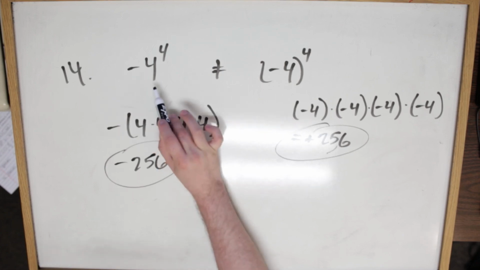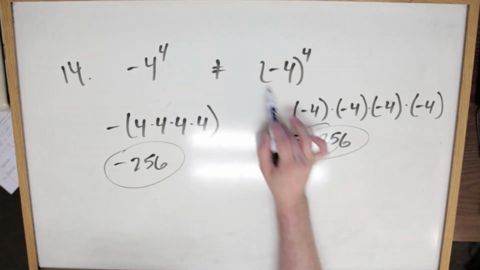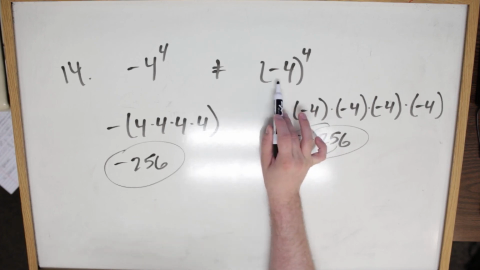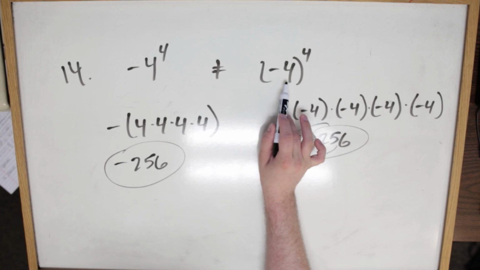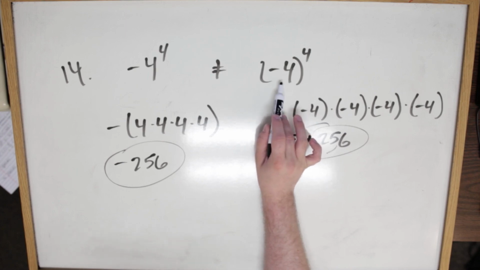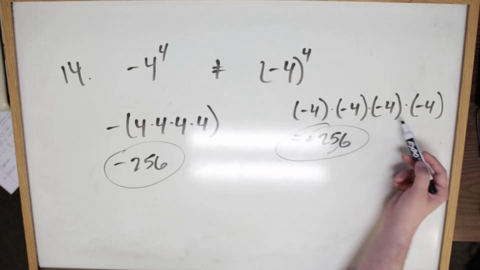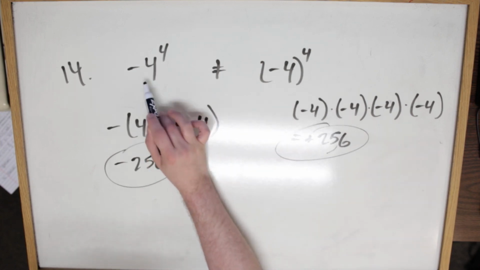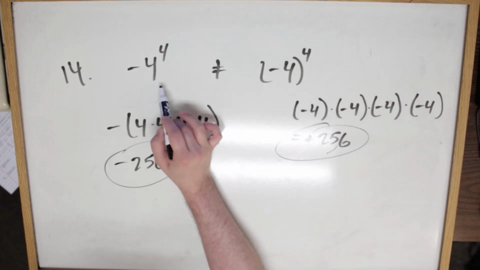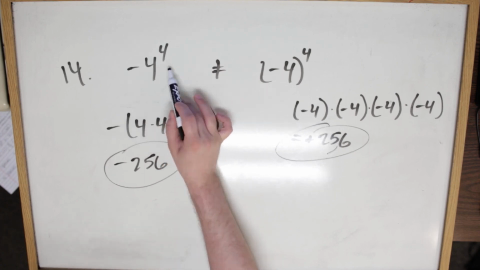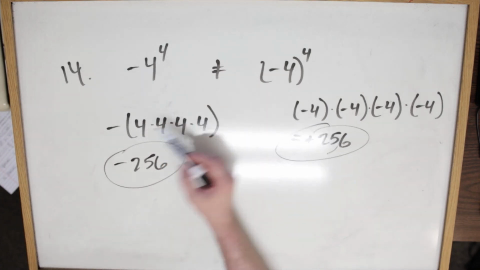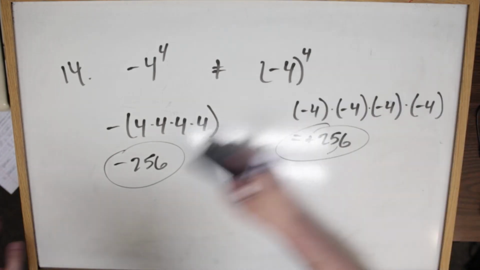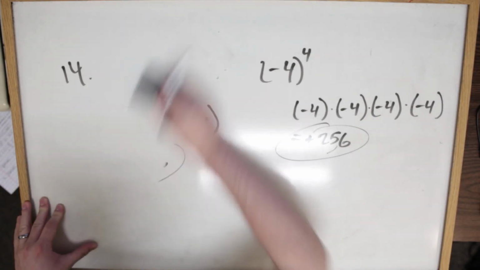So make sure, if you see parentheses containing the negative sign, that means that you have to bring the negative along when you multiply it all out. Okay? When you don't have the parentheses included or raised to the power of 4 in this case, then the negative comes out in front. Okay? So that's super important. It does really make a difference.